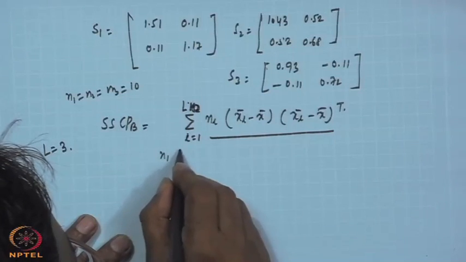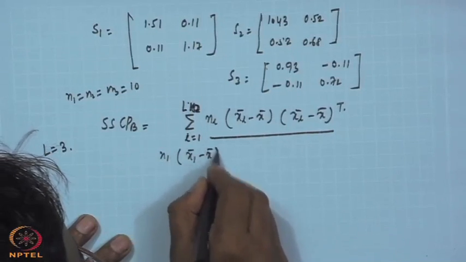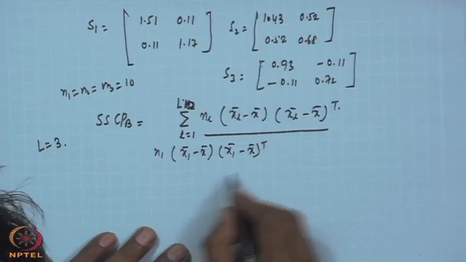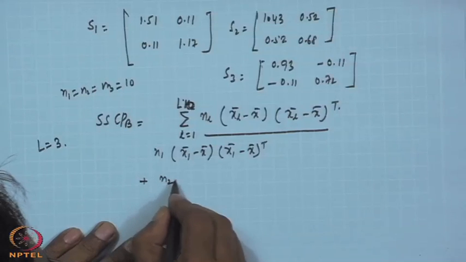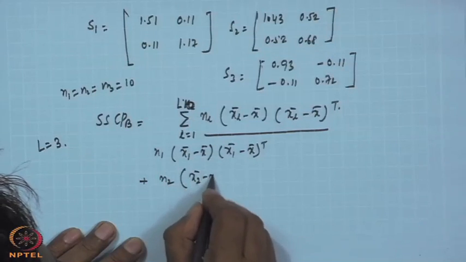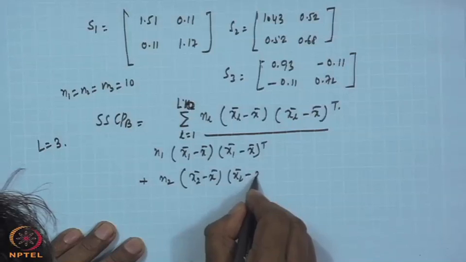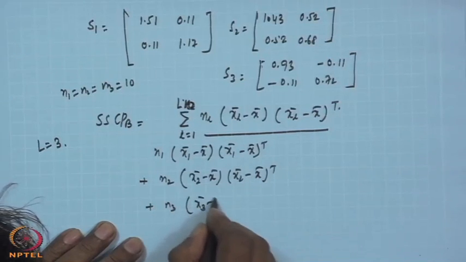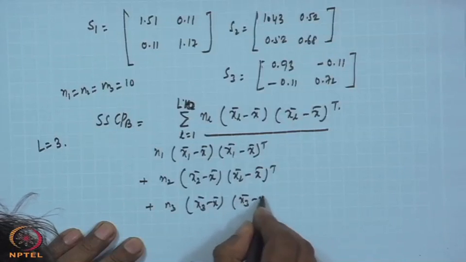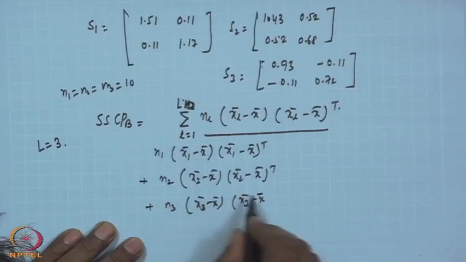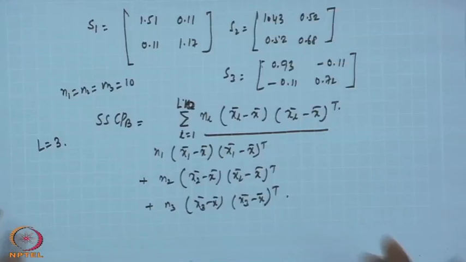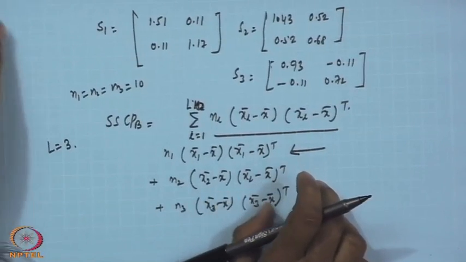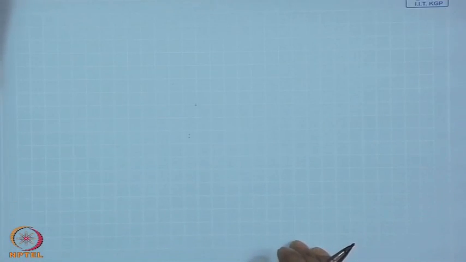The first one is n1 (x1 bar minus x bar)(x1 bar minus x bar) transpose, plus n2 into (x2 bar minus x bar)(x2 bar minus x bar) transpose, plus n3 into (x3 bar minus x bar)(x3 bar minus x bar) transpose. I will show you the first calculation, and then similarly the others can also be computed.